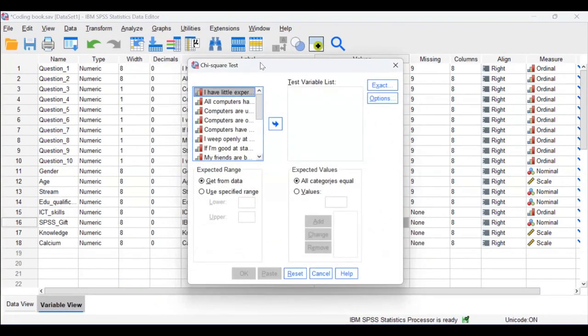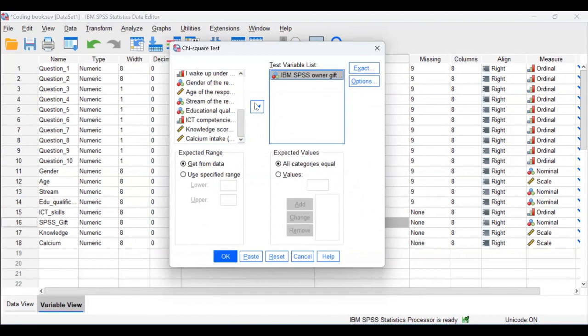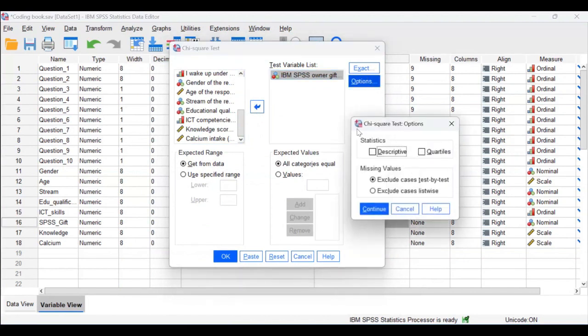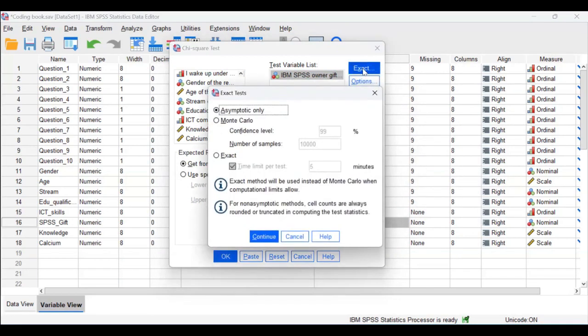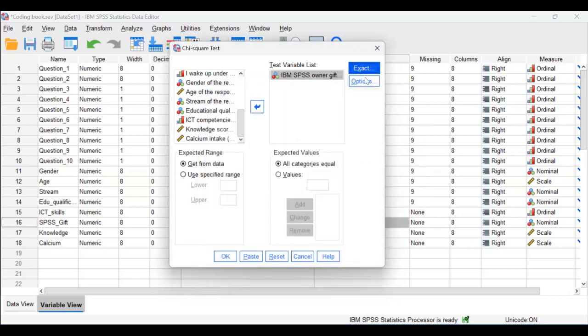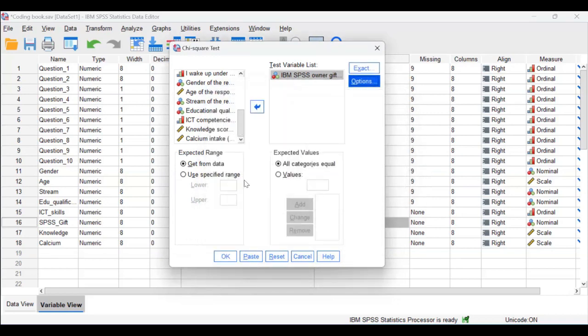Now here, Chi-square Test. Our test variable is IBM SPSS owner. Take this particular variable and keep it as a part of the test variable. Now go to Options. Select Descriptives. Continue. Okay, that's all.